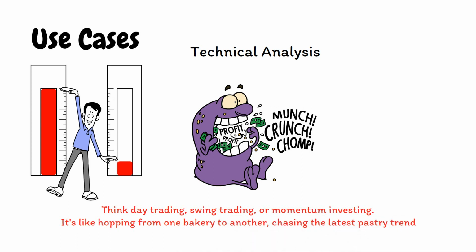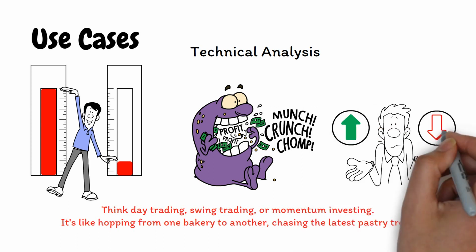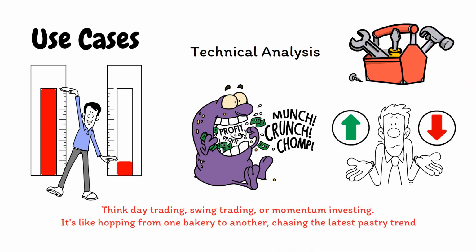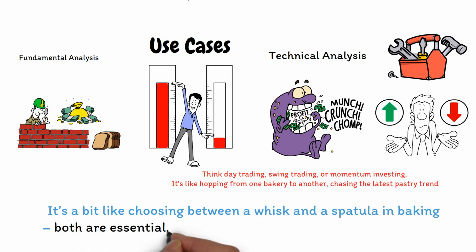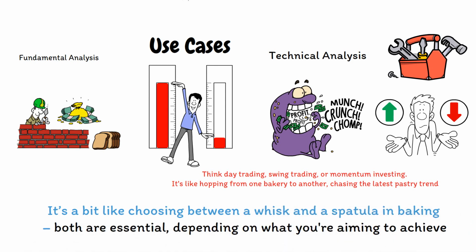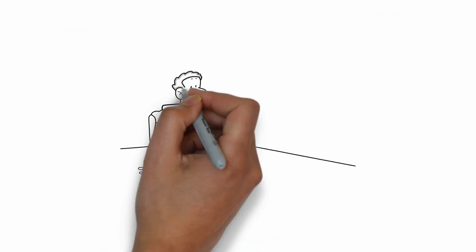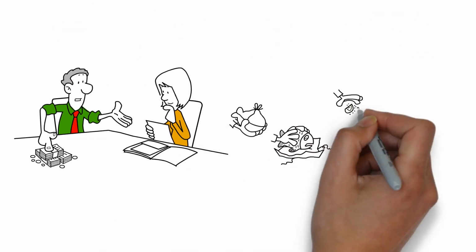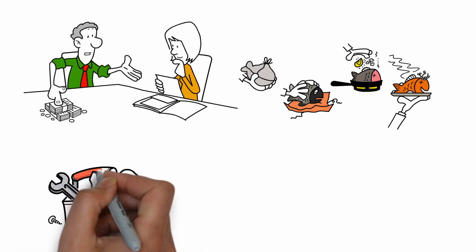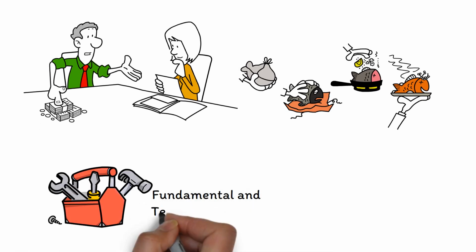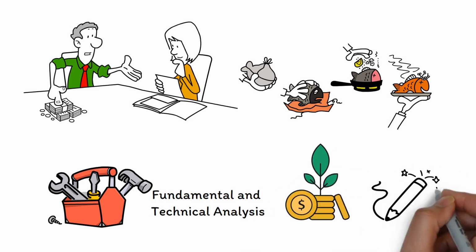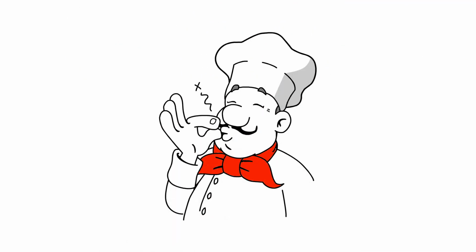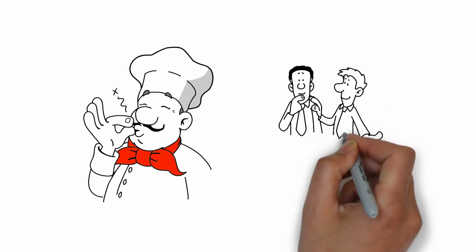In essence, neither method is superior. They're just different tools in an investor's toolbox. It's a bit like choosing between a whisk and a spatula in baking. Both are essential, depending on what you're aiming to achieve. Navigating the financial world can feel like deciphering a complex recipe. But with the right tools, like fundamental and technical analysis, you're better equipped to create a successful investment dish. Remember, neither method is a magic wand. They're guides. Just as a baker blends ingredients based on taste and experience, an investor might mix both analyses for a balanced strategy.